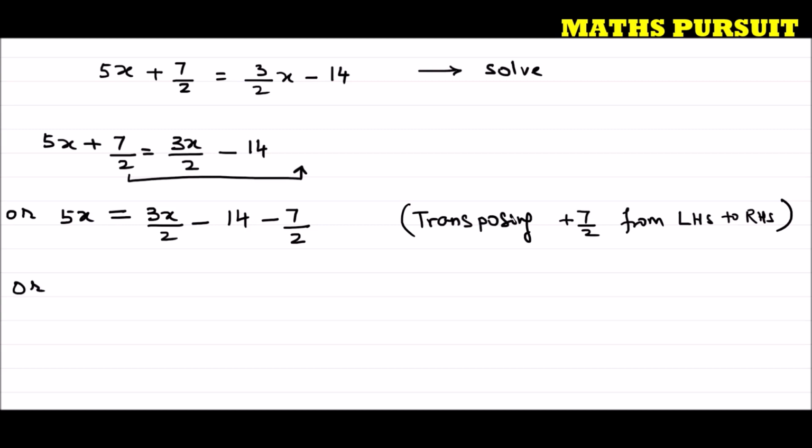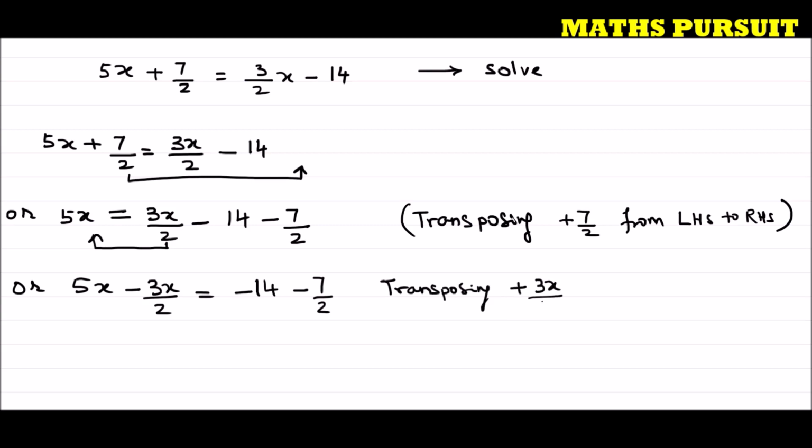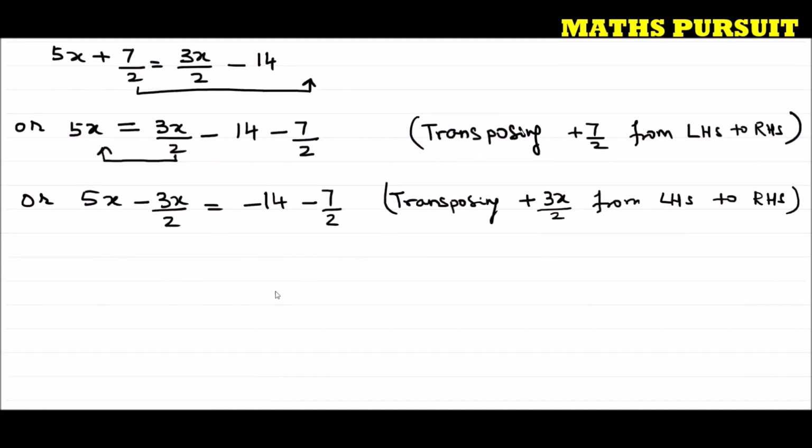Or I can write 5x minus 3x divided by 2 is equal to minus 14 minus 7 divided by 2. What I am doing here, I am just moving this 3x upon 2 to the left side. That means I am transposing plus 3x upon 2 from RHS to LHS. Hope guys I am very clear till here. So what we got? We got 5x minus 3x divided by 2 is equal to minus 14 minus 7 upon 2.